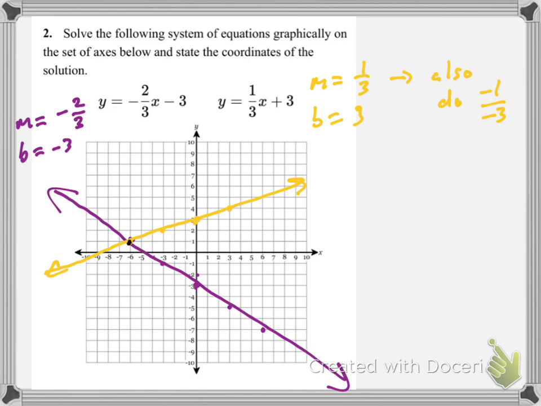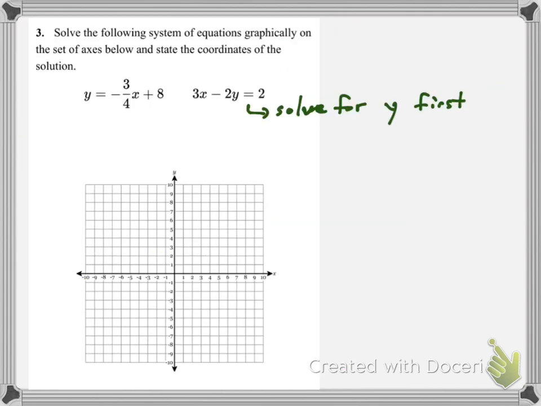So there's my point of intersection. The coordinates are -6, 1. Okay. So again, you got to know the slope and y-intercept. You got to know how to do it on Delta Math too. So it's going to be critical that you know that.